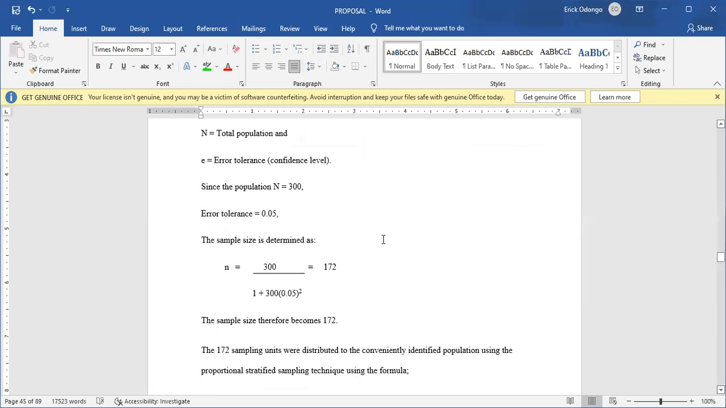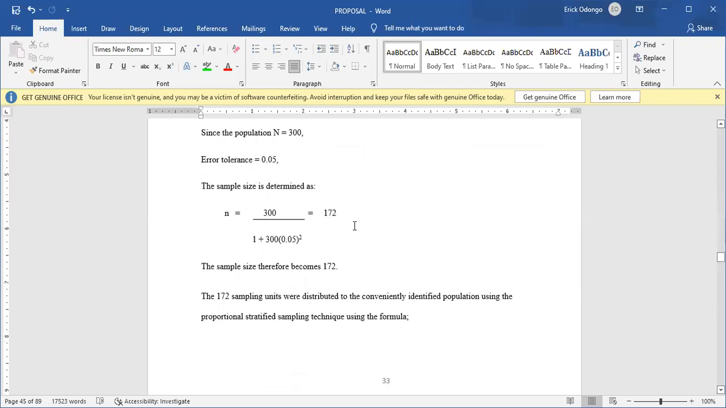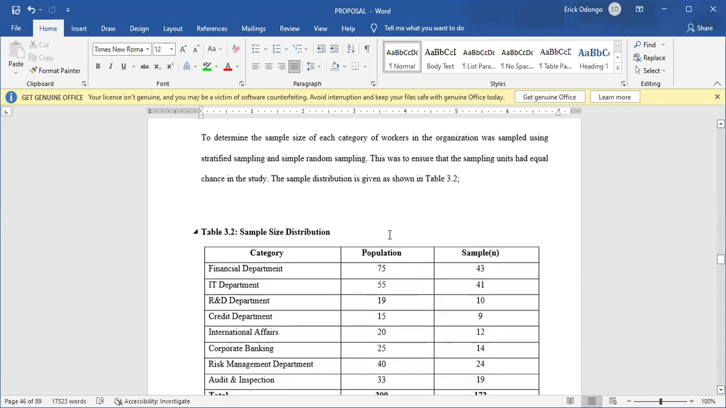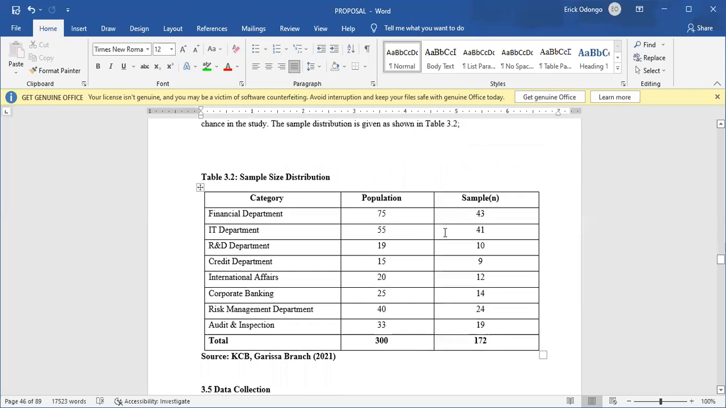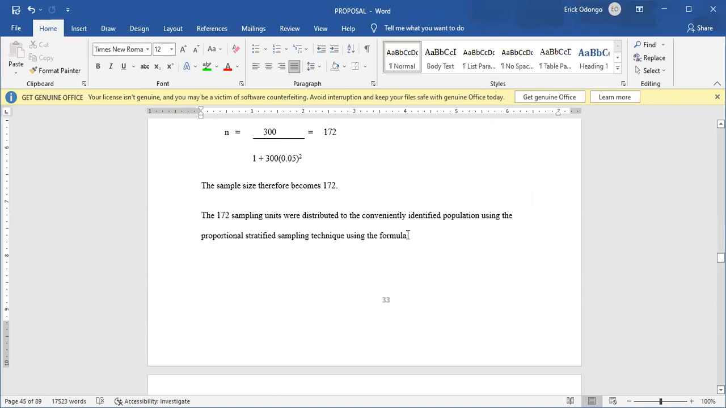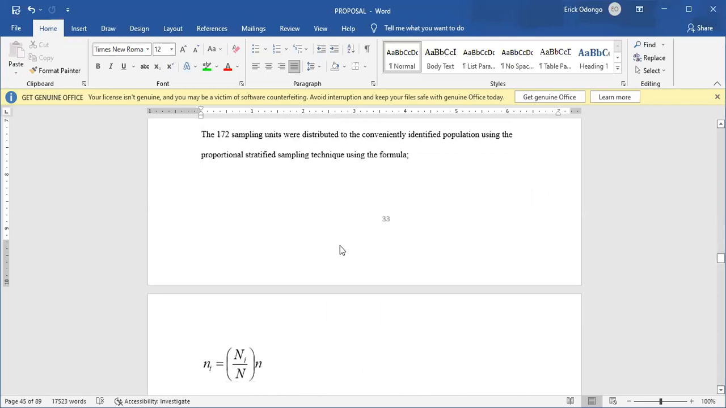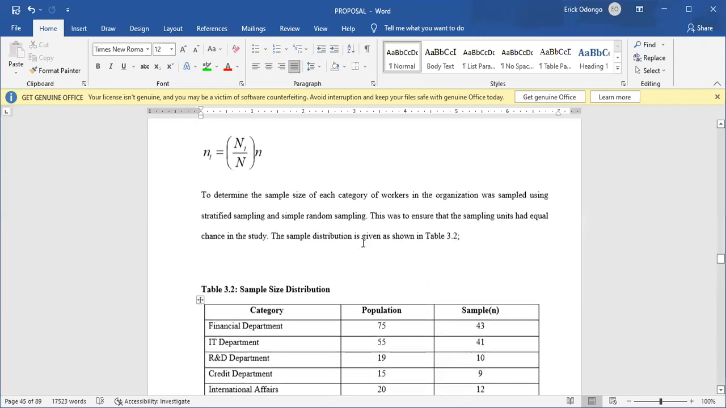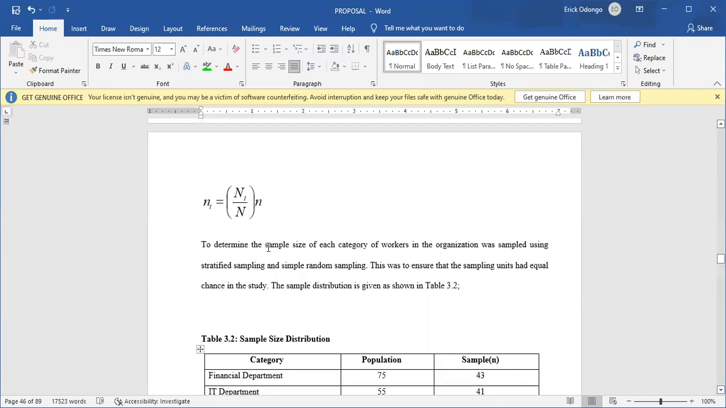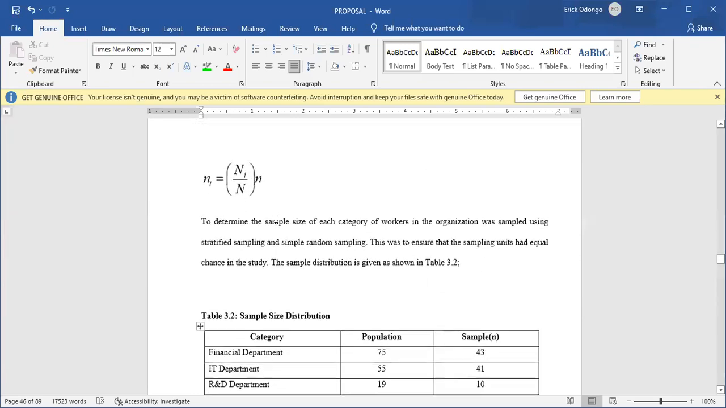If you do that correctly, in my case, I got 172 as the sample size. So this is what I'll be using as the representative of the entire population. Then having done that, you'll present it on a table whereby you'll be required again to calculate your sample size distribution. With the formula given, I will share with you this also so that it can help you.